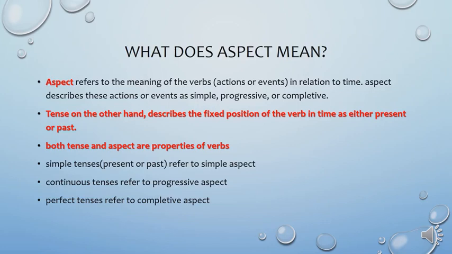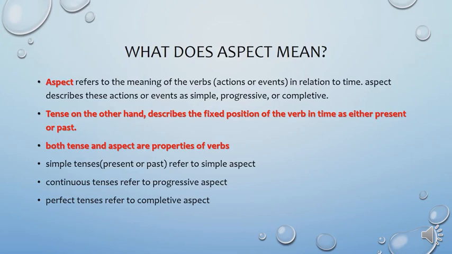This lecture is about a new term which is called aspect. Aspect refers to the meaning of verbs in relation to time. You know that verbs indicate actions or events, and aspect refers to the meaning of these actions or events in relation to time. It describes these actions or events as simple, progressive, or completive. So we have three types of aspects: simple aspect, progressive aspect, and completive aspect.